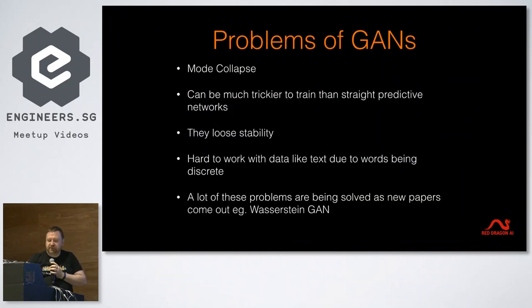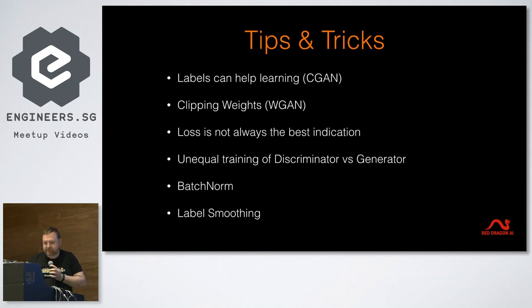I'm not going to go through the more advanced problems of GANs. If you are training GANs and you have questions, feel free to ask, and I can go into depth later on. Same with tips and tricks. There's a lot of tips and tricks to do with things like label smoothing, batch normalization, virtual batch normalization, unequal training, where you don't always train the discriminator and generator at the same amount. You sometimes train the generator twice as much as the discriminator. There's a bunch of different tricks that you learn to be able to get good at them.